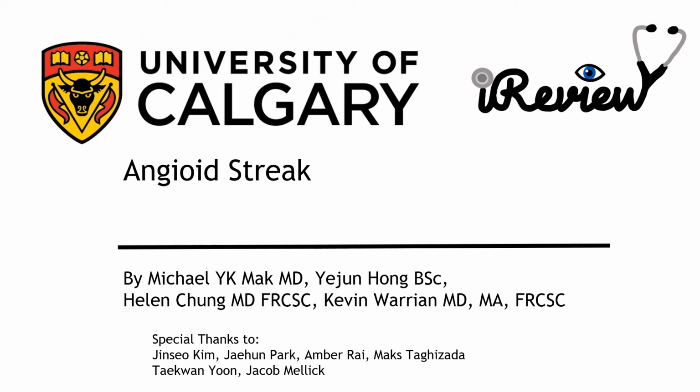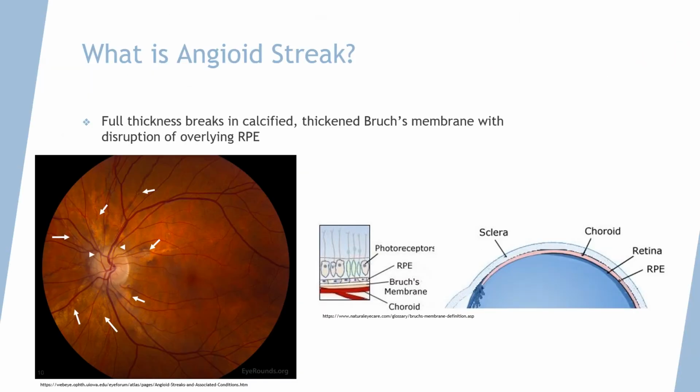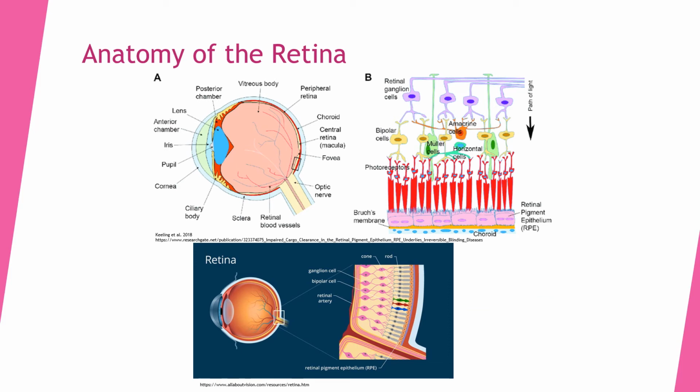I'm a medical student at the University of Calgary, and our team is here to explain the angioid streak. An angioid streak is a full thickness break in calcified and thickened Bruch's membrane with the disruption of the overlying retinal pigment epithelium. Before we move on, it would be prudent to know the anatomy of the retina.